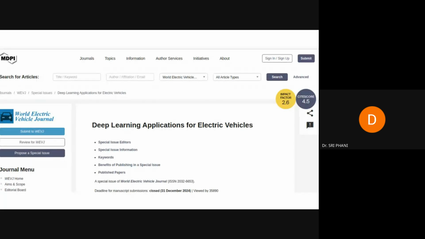And when I'm going through the recent literature, in December 2024 itself, MDPI has called for various deep learning applications for electric vehicles. They have around 17 articles in that, and I will be discussing 5 or 6 top articles out of those 17. And along with that, we'll also discuss certain foundational things.